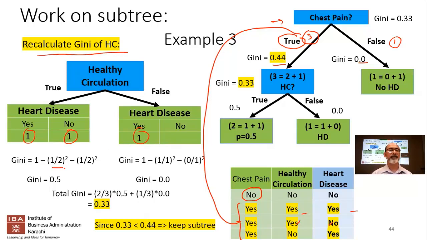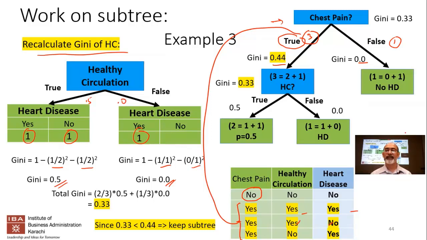So this is going to be half squared, right? And no is also half squared. This comes out to be 0.5. The Gini on the right is going to be 1 upon 1 and 0. So this is very pure. Okay, so this is coming out to 0. So on the left side, it's coming out to be 0.5. And on the right side, it's coming out to be 0.